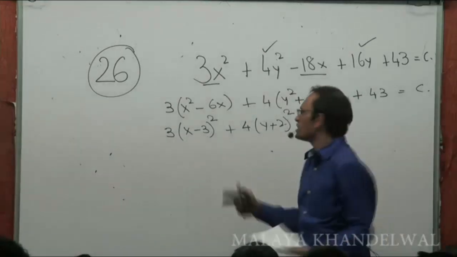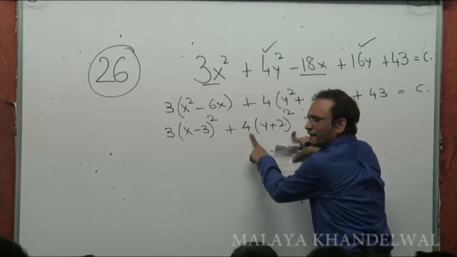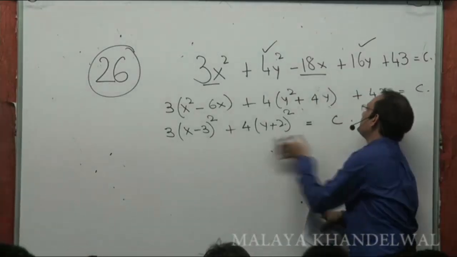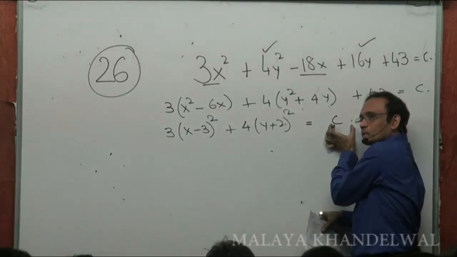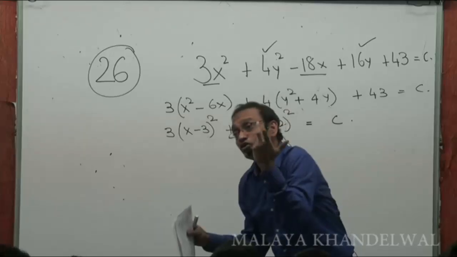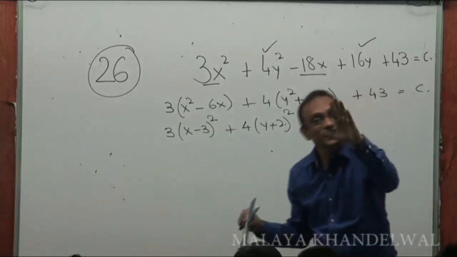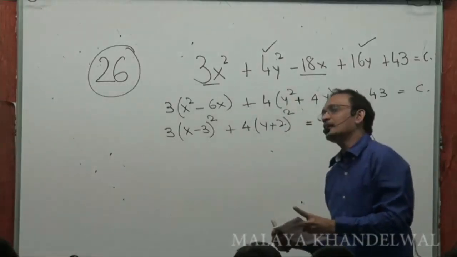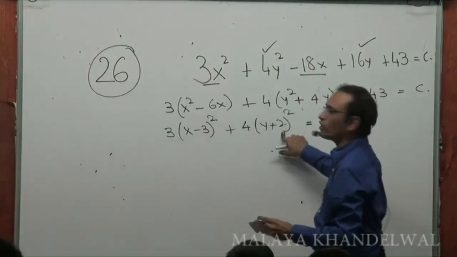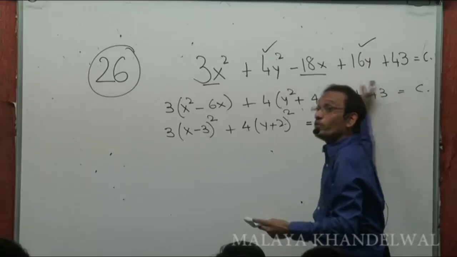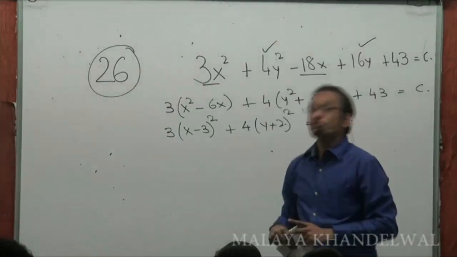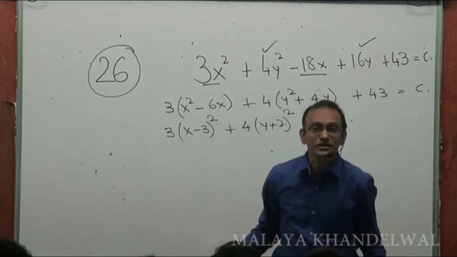It will represent a null set because this is non-negative, and this is non-negative. So if C is negative, how can a non-negative number be equal to a negative number? So C less than 0 will represent a null set. Nothing. C equal to 0 will represent the point (3, minus 2). C greater than 0 will represent an ellipse. And under no circumstances will it represent a pair of straight lines.